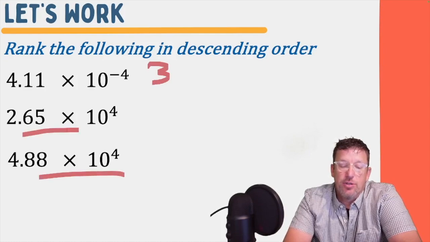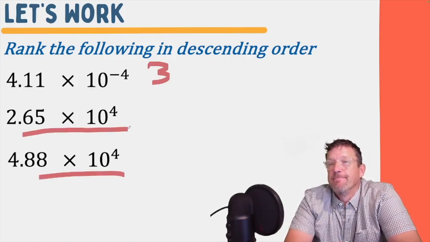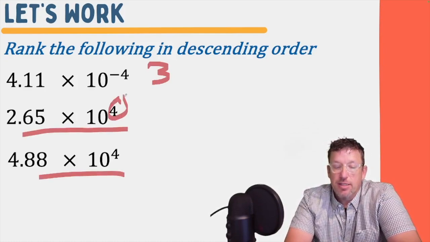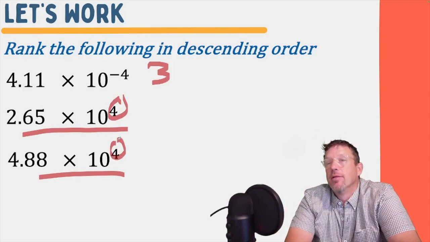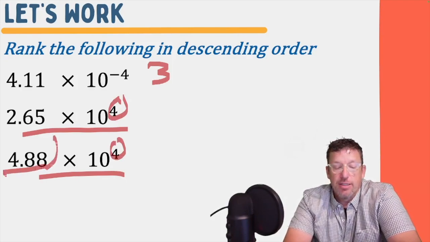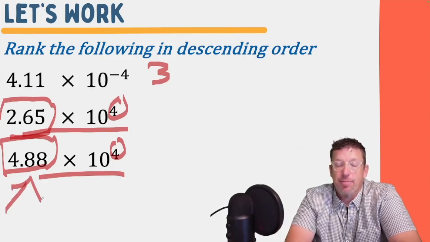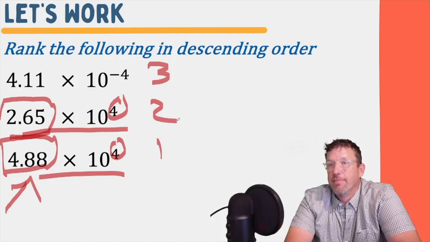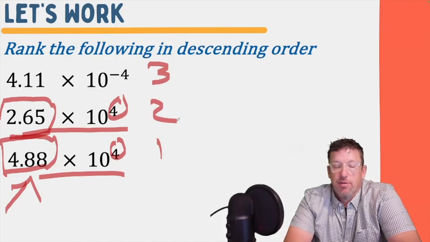Now these two, we have to figure out which one's the biggest. When the exponents in scientific notation are the same, all you have to do is go over here and say which one of these numbers is bigger. Well, 4.88 is the biggest, and 2.65 is smaller than that. So that's descending order. Biggest, second place, third place.